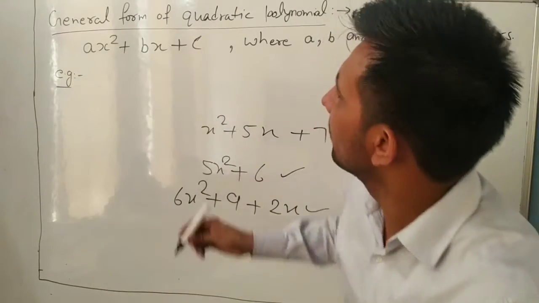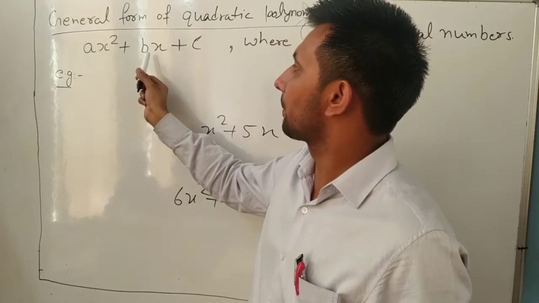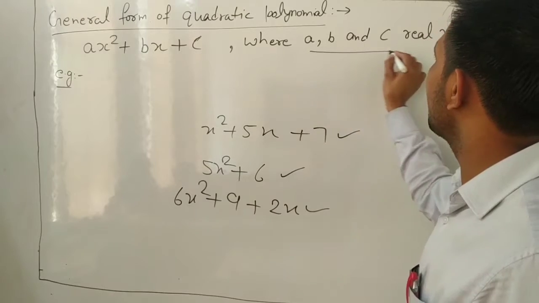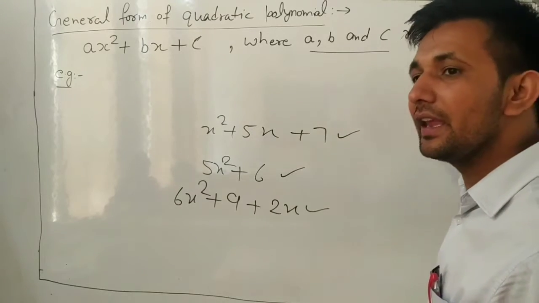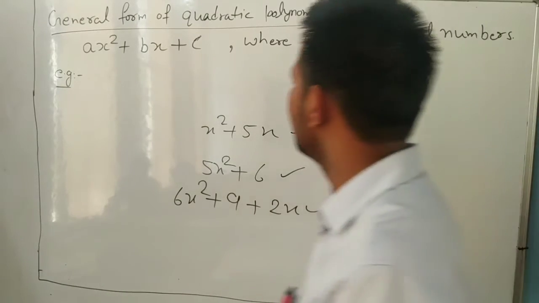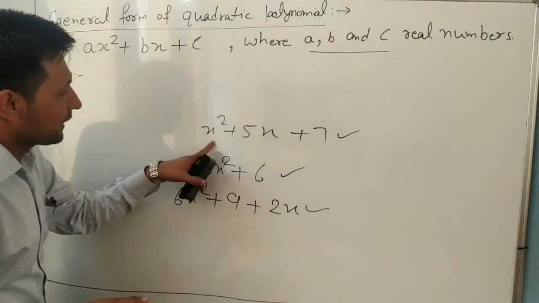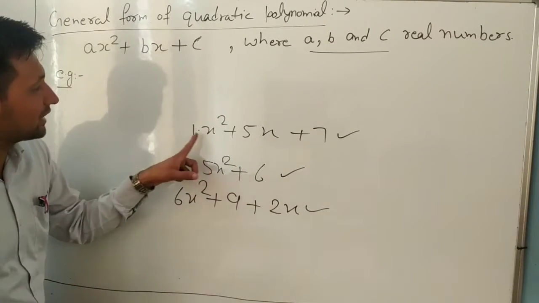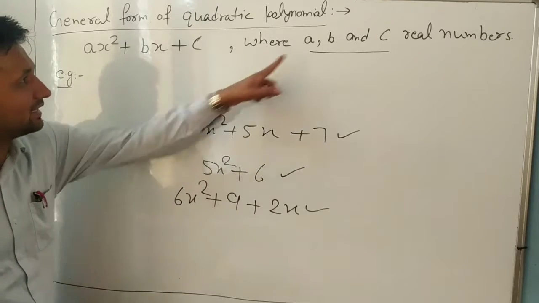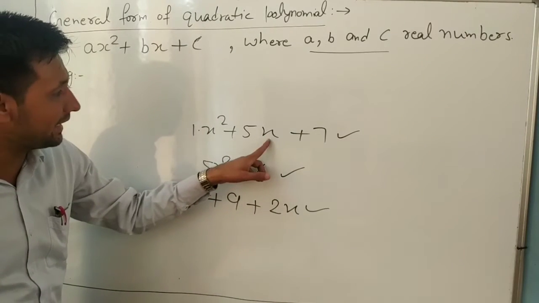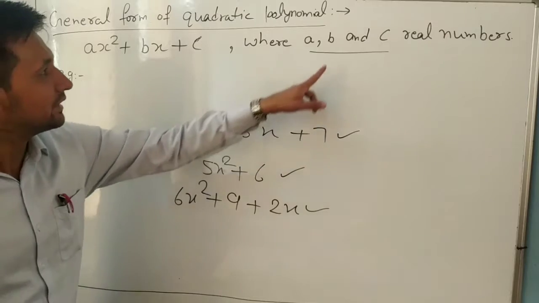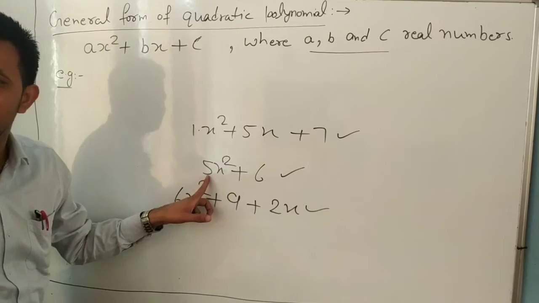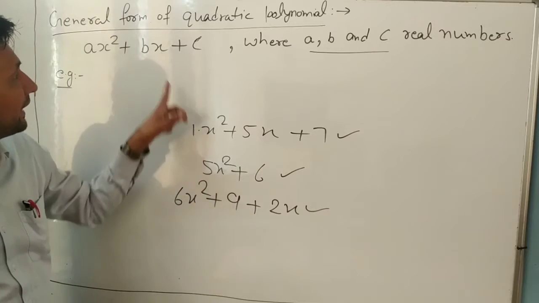What is the general form? ax square plus bx plus c, where a, b and c are real numbers. Look here. What is a here? 1 into x square, x square is multiplied by 1, so a is 1, b is 5, c is 7. In the next quadratic, a is 5.